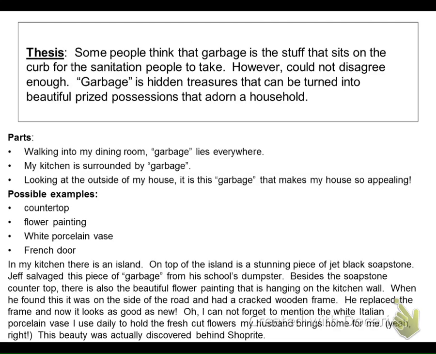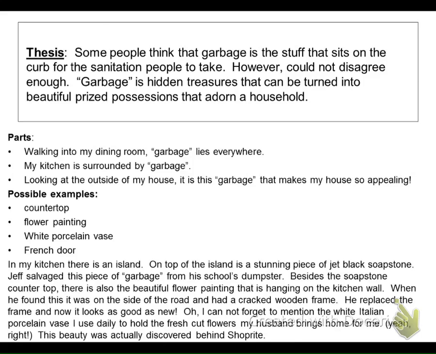Besides the soapstone countertop, there's also the beautiful flower painting that is hanging on the kitchen wall. When he found this, it was on the side of the road and had a cracked wooden frame. He replaced the frame and now it looks as good as new. Oh, and I cannot forget to mention the white Italian porcelain vase I use daily to hold the fresh cut flowers my husband brings home for me. Yeah, right. This beauty was actually discovered behind ShopRite. So all I did is I provided 3 examples giving a brief explanation, and that's all it is.